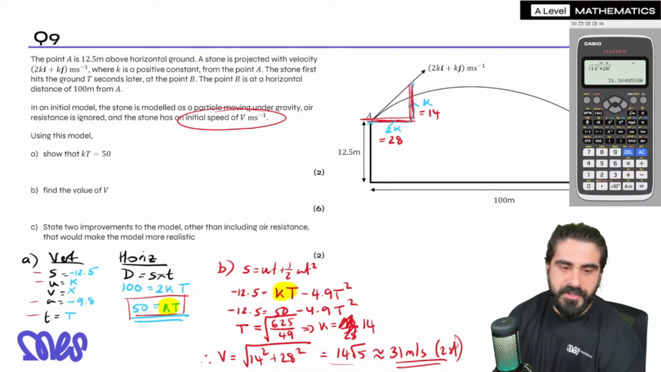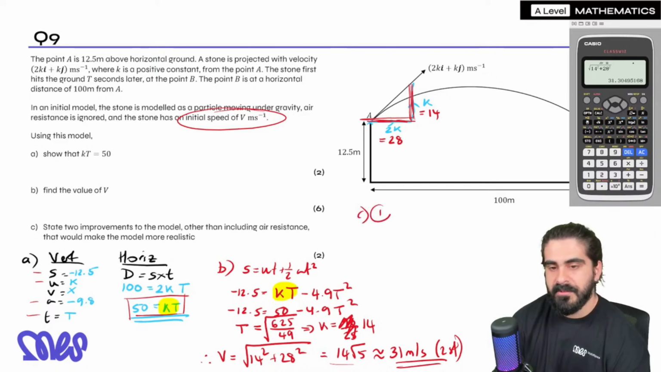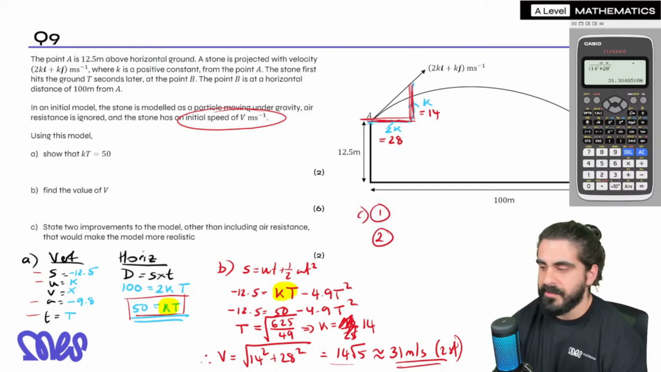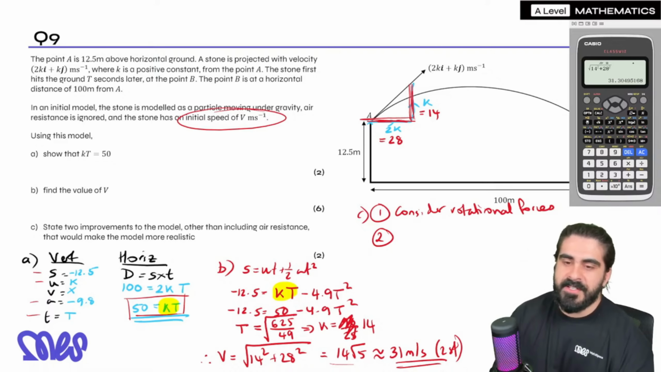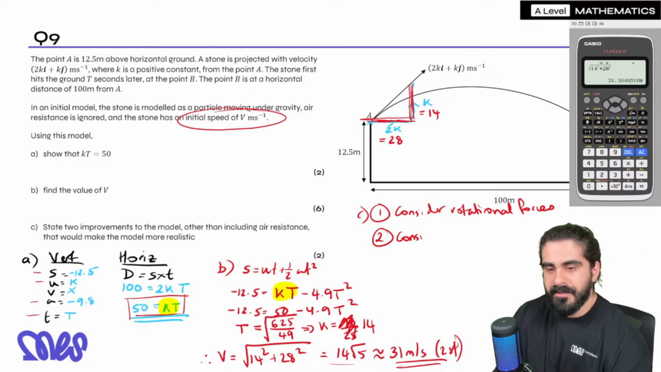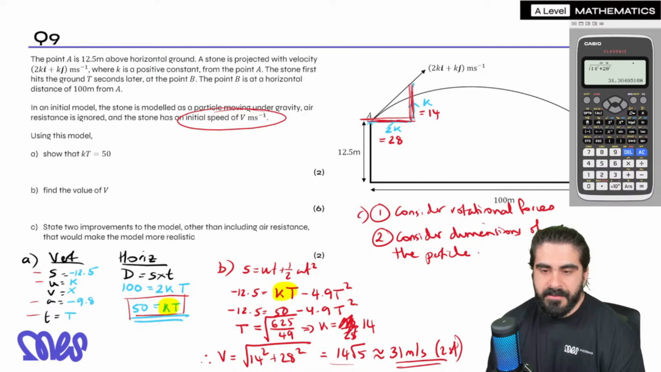State two improvements to the model other than air resistance that would make it more realistic. What two things could we say? Good, include rotational forces. I like that one. That's my favorite one. The best thing is to say consider the dimensions of the particle. It says stone instead of particle.